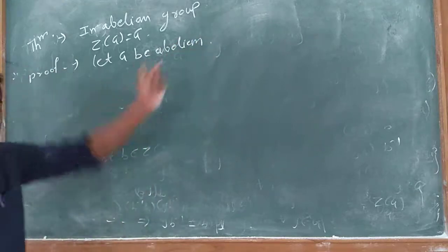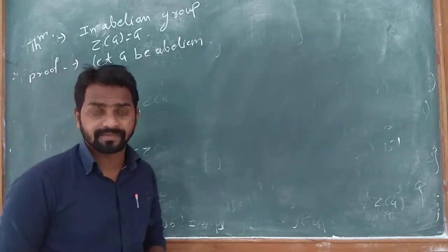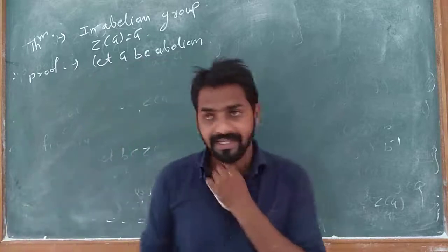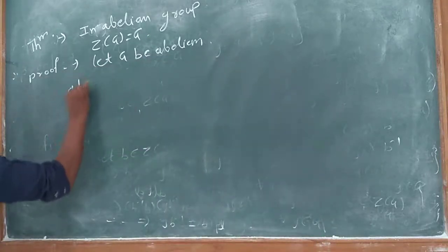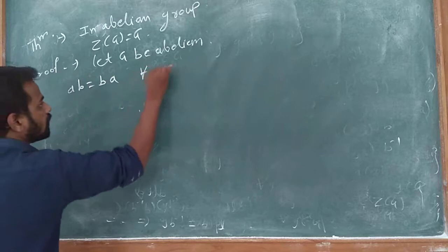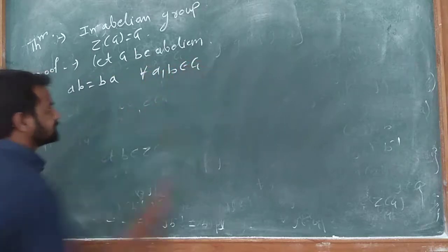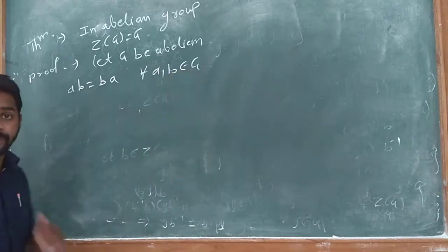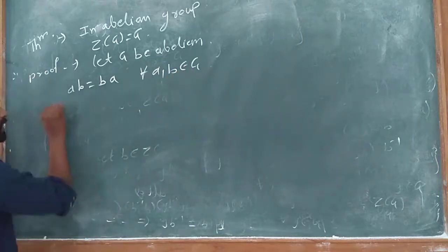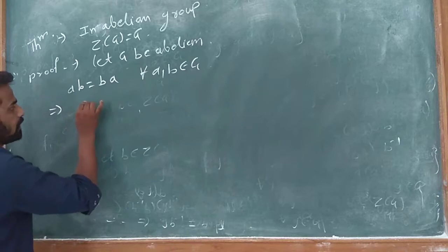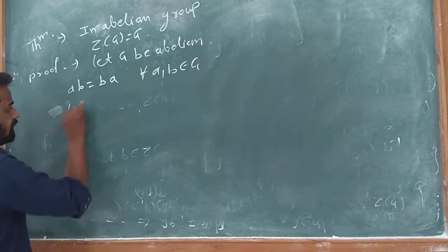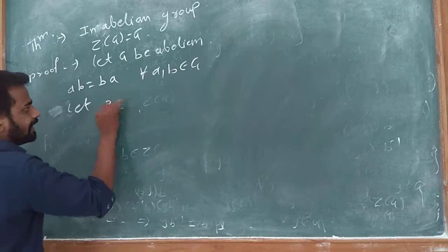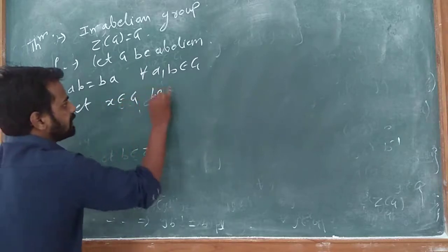Here we know that G is an abelian group, then G satisfies the commutative property, that is A B is equal to B A for all A comma B belongs to G. Therefore, all elements of group G commute with each other. Let X belongs to G.